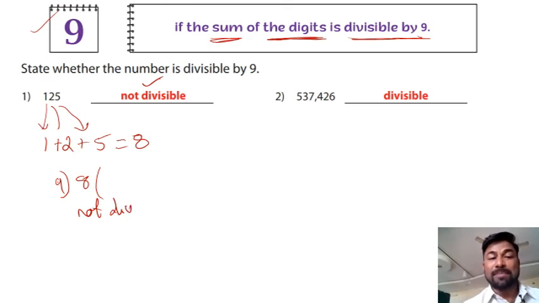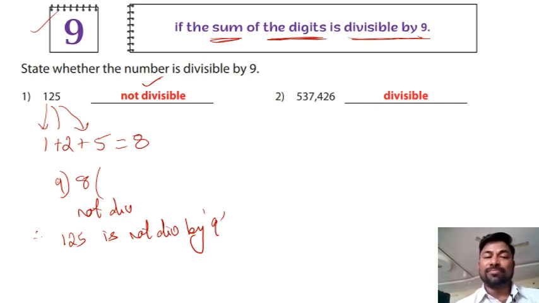So as the total sum is not divisible by 9, therefore we can say 125 is not divisible by 9. So what we have done is taken the sum, and if that sum is not divisible, then we are saying that the number is not divisible. Right. Okay.